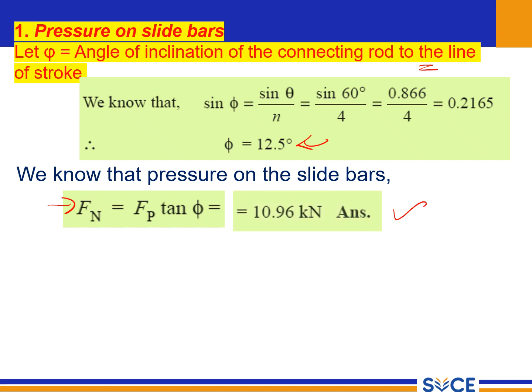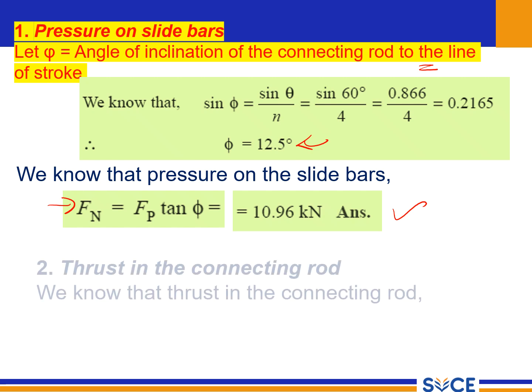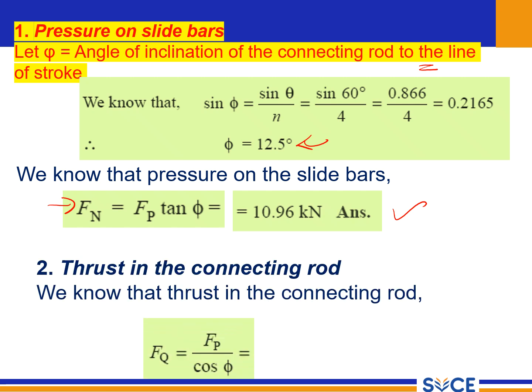The next force is the force acting on the connecting rod, which is Fq. Since it acts axially on the connecting rod, we call it thrust. So Fq equals Fp divided by cos phi. Substituting Fp and cos phi, I get 15.62 kilonewton.